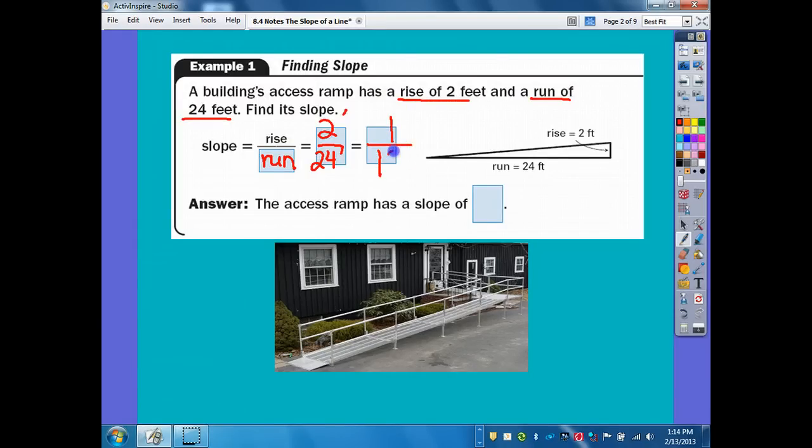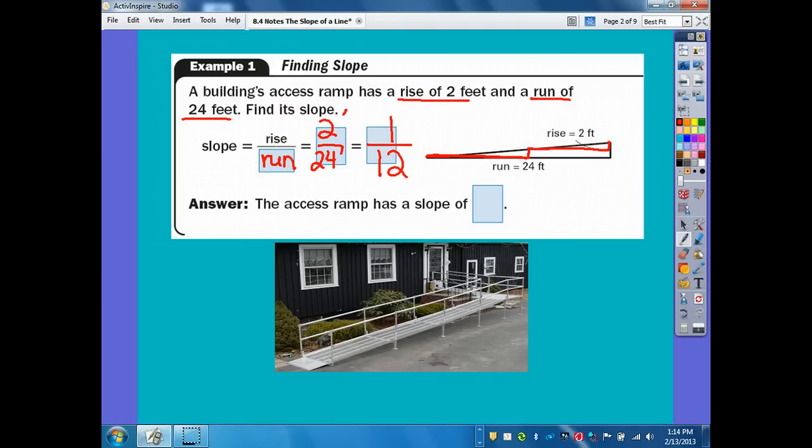1 to 12. So in words, like from the video, how can I explain that? What did we just figure out for this ramp? This ramp has, for every 1... every 12 feet, there's 1 foot increase. Right. For every 12 feet we run, we go up a foot. Run 12 feet, up a foot.